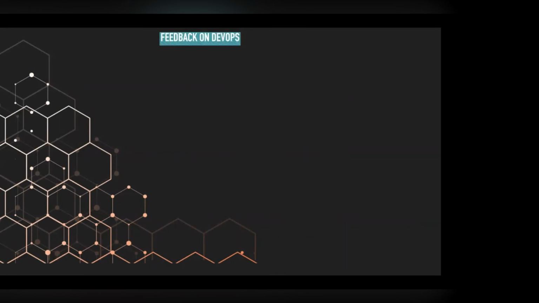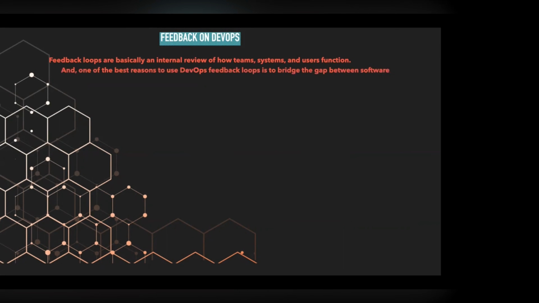The main part of DevOps is that you have to get the feedback. No matter what kind of feedback it is, loops are basically an internal review of how teams, systems, or user functions work. And one of the best reasons to use a DevOps feedback loop is to bridge the gap between software and customer expectation. So this is to organize and optimize the change.